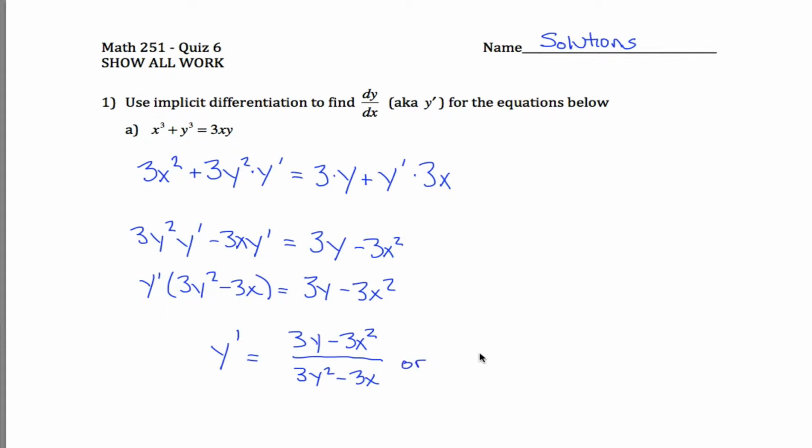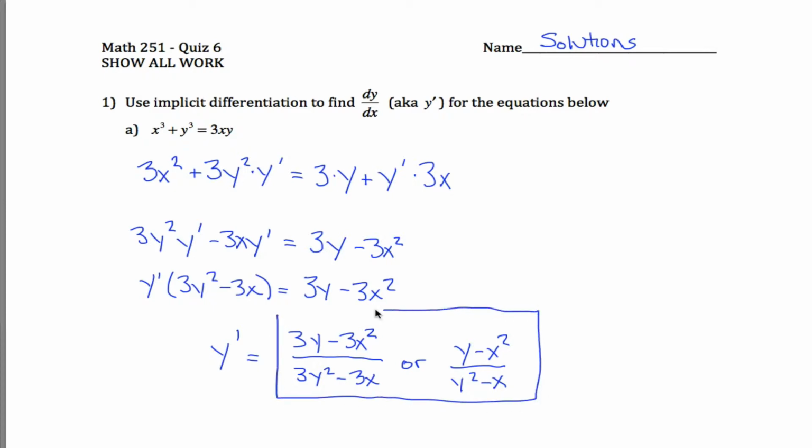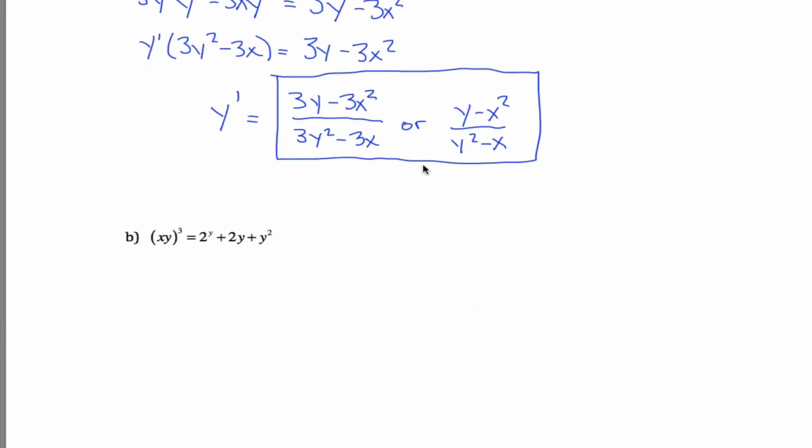If simplification is your thing, you can factor out a 3 from the numerator and from the denominator and get y minus x squared divided by y squared minus x. I don't really care if you do that or not. You can leave it like this or you can leave it like this, whatever makes you happy. So maybe I'll put a box around both of these because either one would be fine for an answer. Move on to the next one.